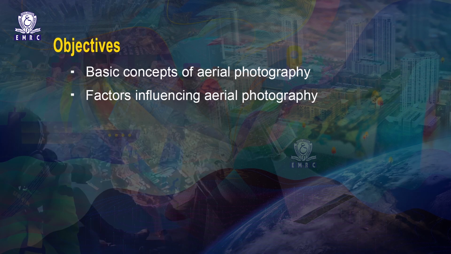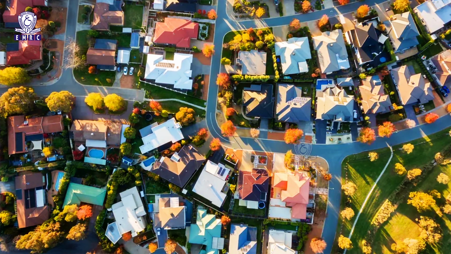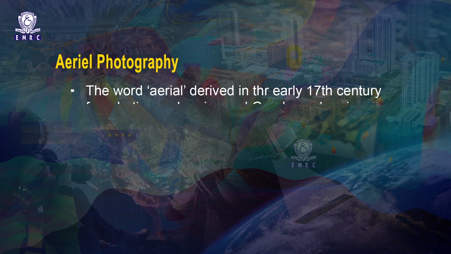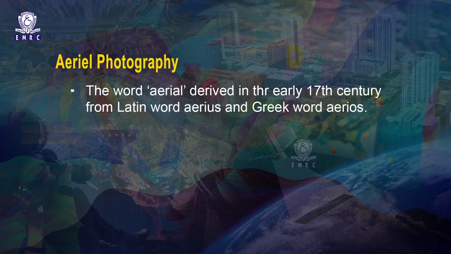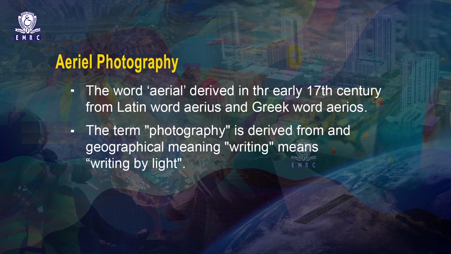In this chapter, we will discuss the basic concepts of aerial photography, factors influencing aerial photography, classification of aerial photographs, obtaining aerial photography, remote sensing and aerial photography. Photographing from the air is basically known as aerial photography. The word aerial was derived in the early 17th century from the Latin word aerius and the Greek word aerios. The term photography is derived from Greek and geographical meaning writing by light.